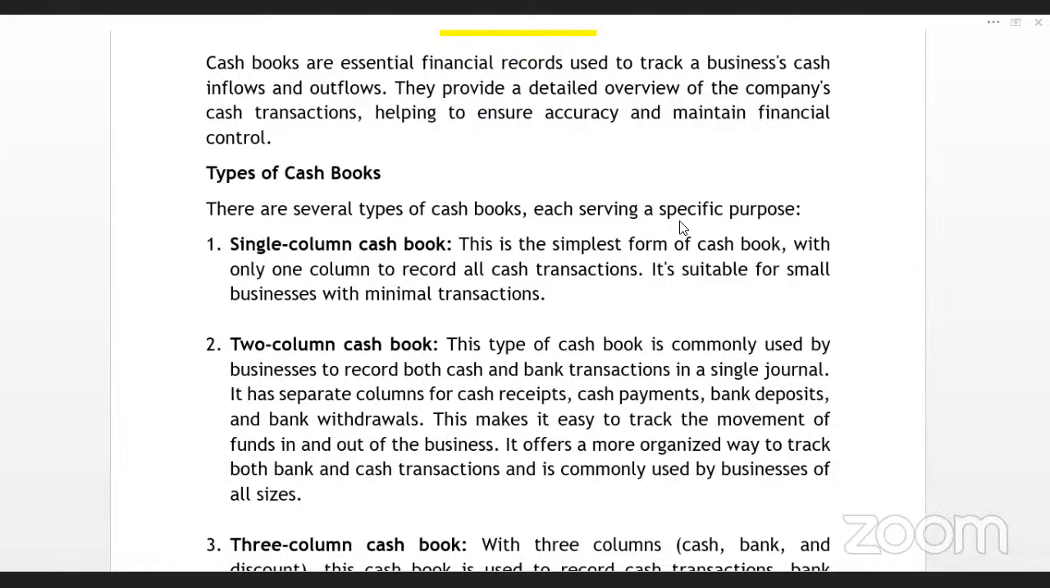A two-column cash book is a book of original entry that is used to record both cash and bank transactions. Thank you, Richard. When it comes to the two-column cash book, it records both cash and bank transactions, unlike the single column cash book, which only records cash transactions. The two-column cash book records both cash and bank transactions of the business.